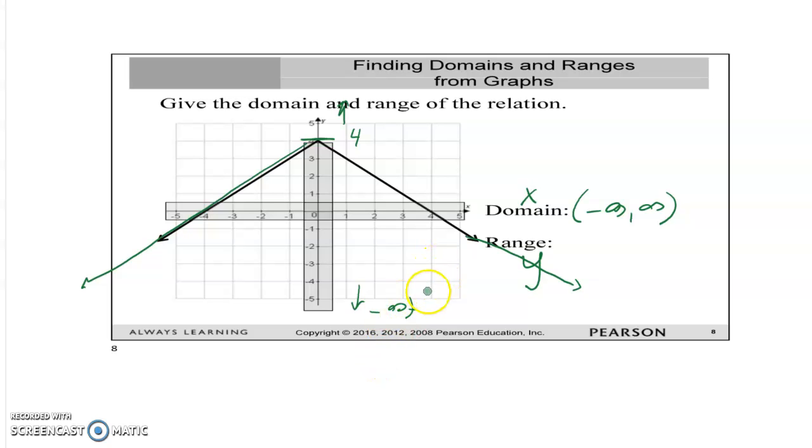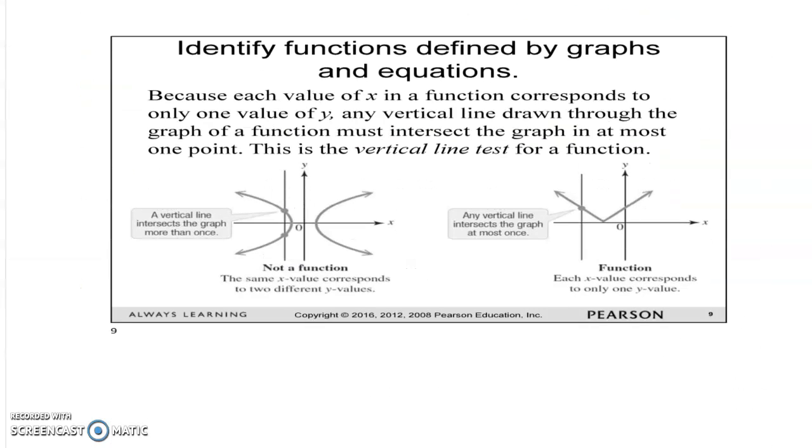So when we write that, we always write our interval notation with the smallest number. So negative infinity, it stops at 4. So our range is our y values. It goes from 4 all the way down to negative infinity. We always put a parenthesis, and it does include 4. It stops right there. We'll talk about in a minute whether this is a function or not.